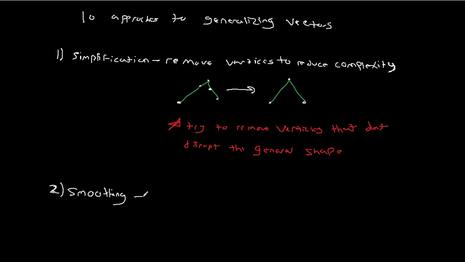And essentially what smoothing does is, instead of keeping vertices that make angles, we start to introduce curves. Smoothing uses curves to replace sharp angles. And this essentially works on the principle that the human eye sees sharp angles as more complex than smooth curves, even if they're showing the same sort of shape and outline.